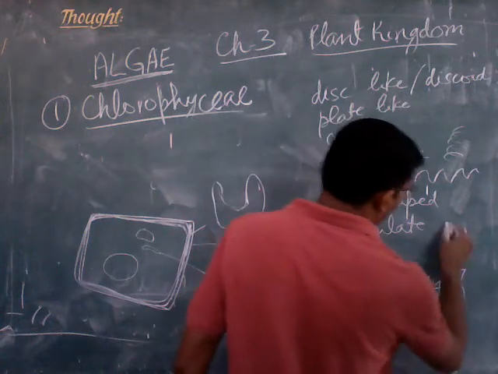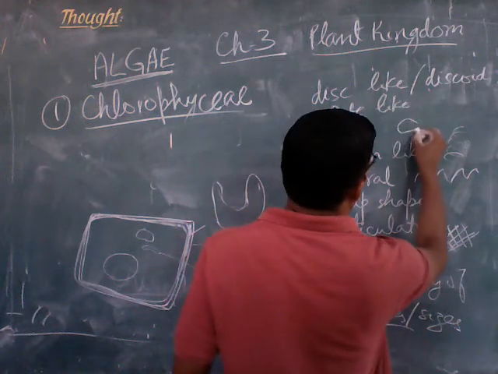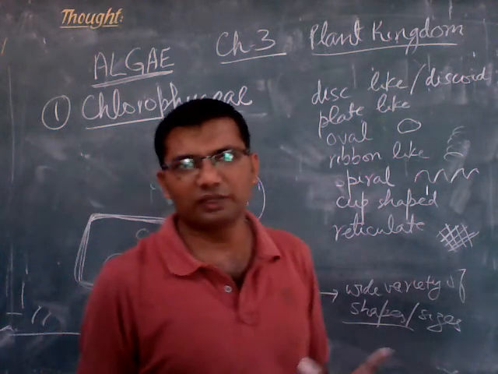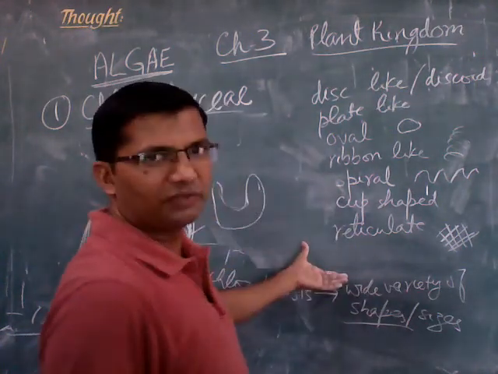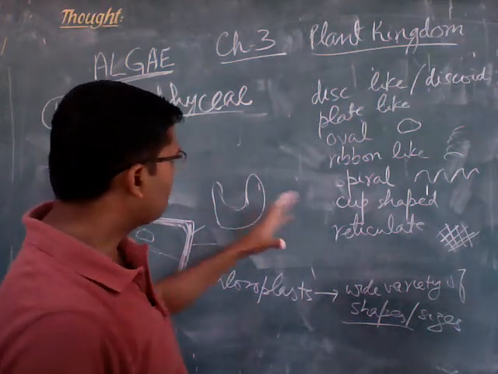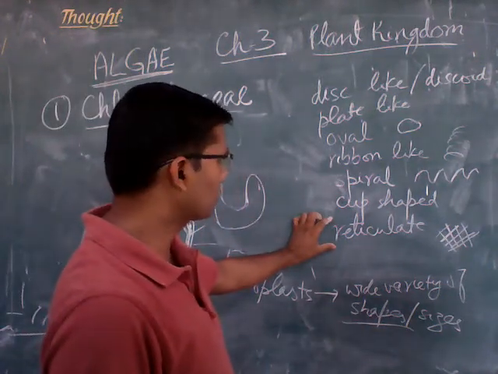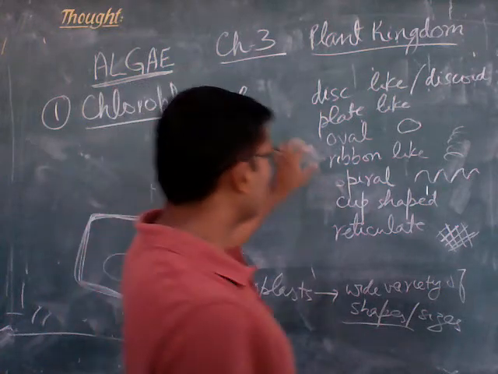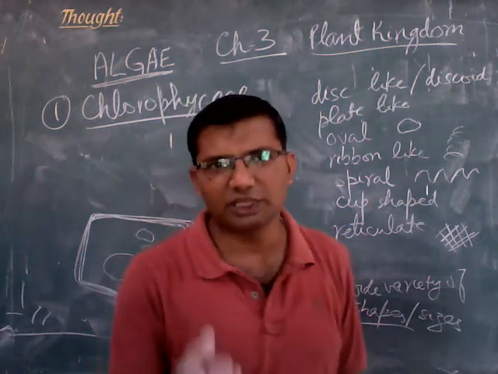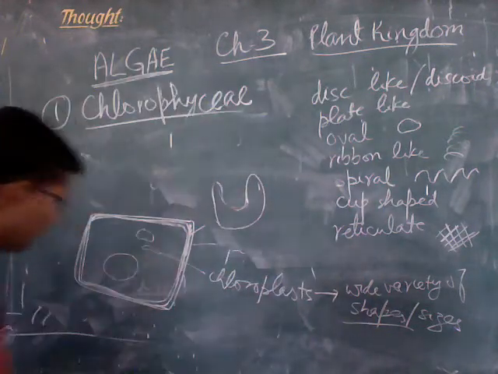Then the reticulate will look like a mesh, like a ribbon. Okay, oval will look like oval. So in this way, you will have a wide variety of morphological features for the chloroplast. Some species or varieties have the reticulate kind of chloroplast, certain other varieties have cup-shaped chloroplast. So in this way they make my species identifiable. Okay, so this was about the cell covering structure.